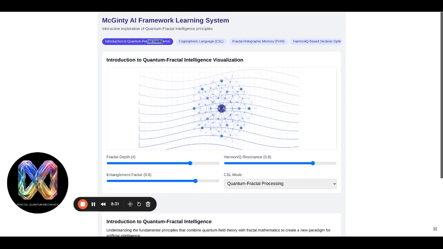Additionally, each module includes detailed explanations that connect the visualizations to the mathematical framework, helping users build a comprehensive understanding. The learning system serves multiple educational purposes. The first is a conceptual introduction. So for newcomers to quantum fractal AI, it provides an accessible entry point.